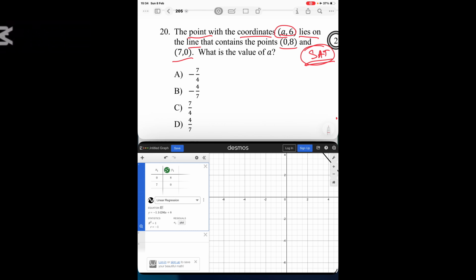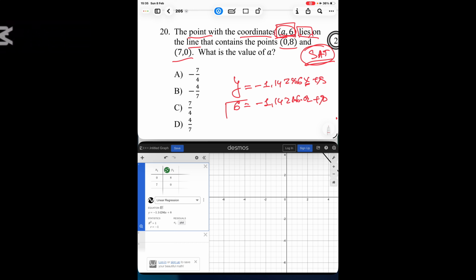Okay, from the regression, as you can see, it gives our answer. It says that y equals minus 1.14286x plus 8. It also says that (a, 6) lies on this line. In this case, instead of x, you have to insert a, and instead of y, you have to write 6: 6 equals minus 1.14286 multiplied by a, plus 8. You just have to work with the expression.